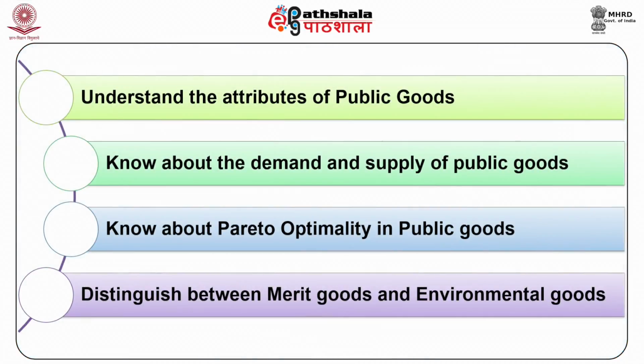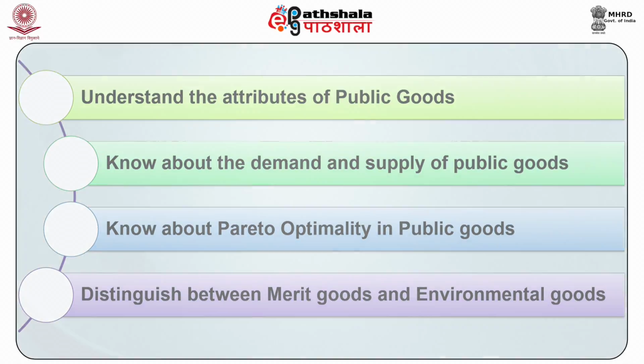After studying this module, you will be able to understand the attributes of public goods, know about the demand and supply of public goods, know about Pareto optimality in the context of public goods, and know about the distinction between merit goods and environmental goods.